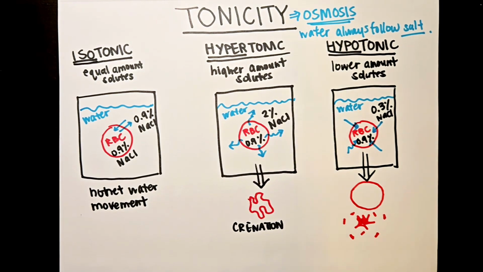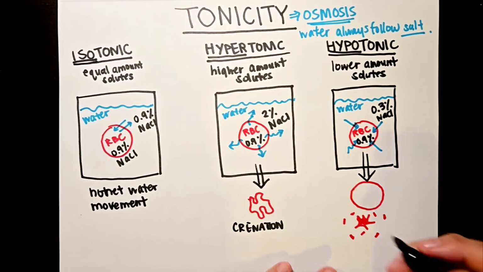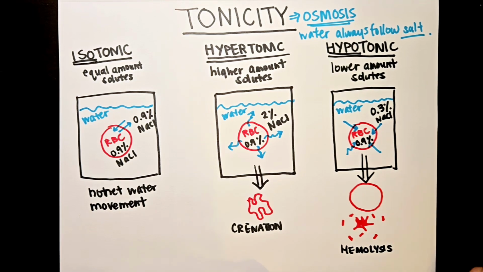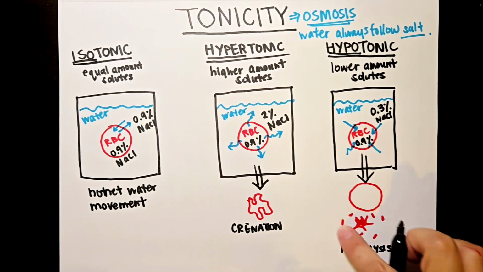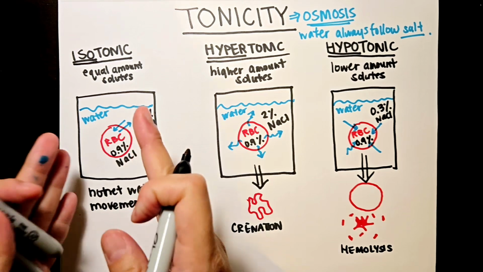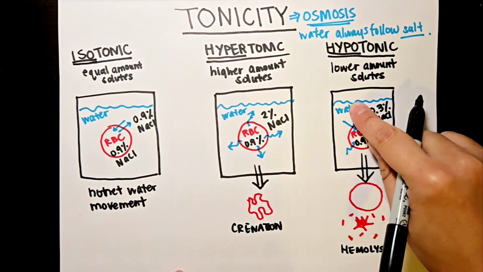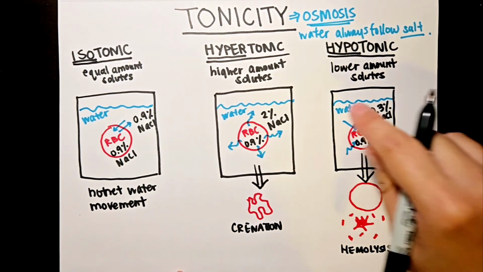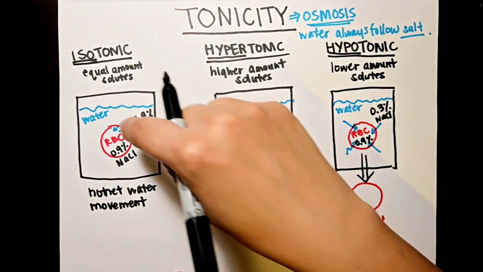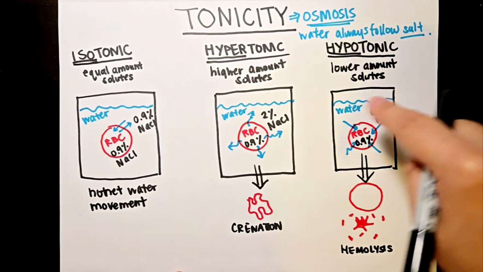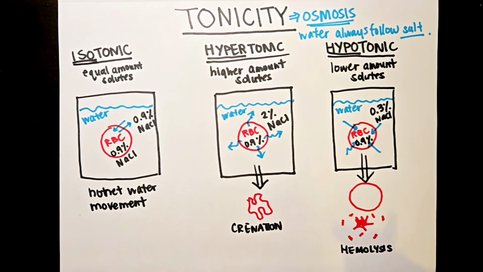And of course, there's a fancy biology term for that red blood cell exploding like a water balloon. We call that hemolysis. Hemolysis is the cell breaking apart. So these are the three situations of tonicity in regards to the surrounding solution with the red blood cell. Remember, you have to make sure the problem defines whether the solution surrounding the cell is isotonic, hypertonic, or hypotonic. And that's how you know which way water will move for tonicity.